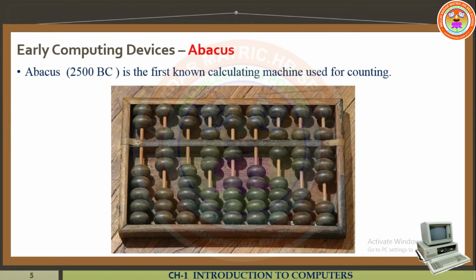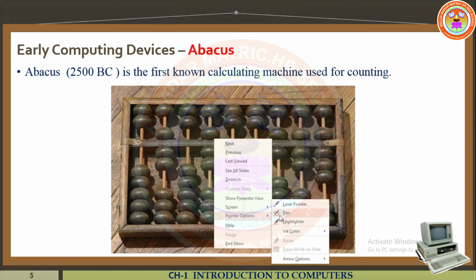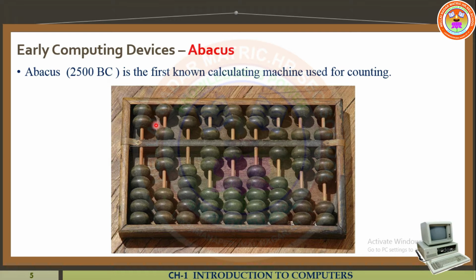Okay, so see, children, this is the very first early computing device. Yes, its name is the abacus. This is the structure of the abacus. This is a diagrammatic representation of the abacus. In the year 2500 BC, it was the very first known calculating machine used for counting. Yes, see, this is a machine. Sorry, this is a device.